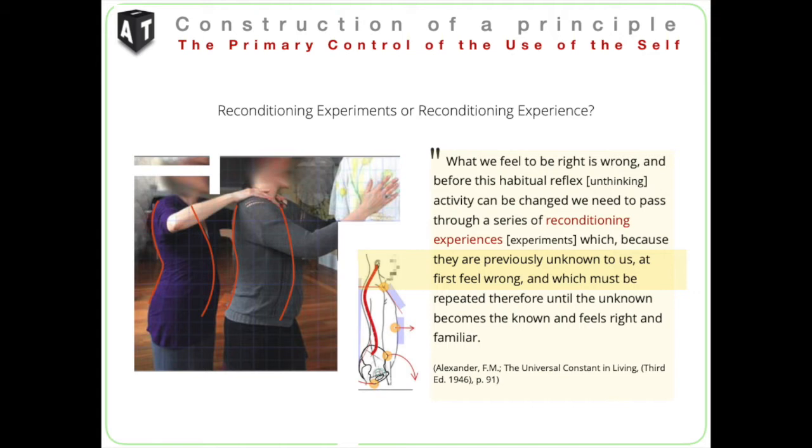So this is not in the third book, this is in the fourth book. This is the last book Alexander wrote, The Universal Constant in Living. It's page 91. And I'm going to explain how I teach a modern Alexander teacher that wants to have a lesson with me. It happens very often that modern Alexander teachers that have been teaching for many, many years come and try and have a lesson with me.